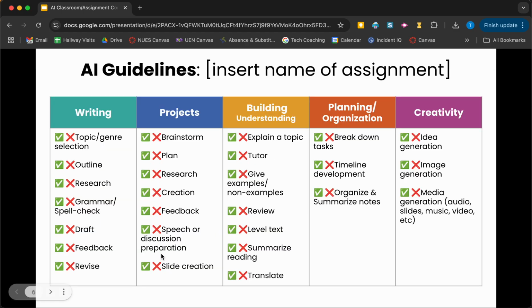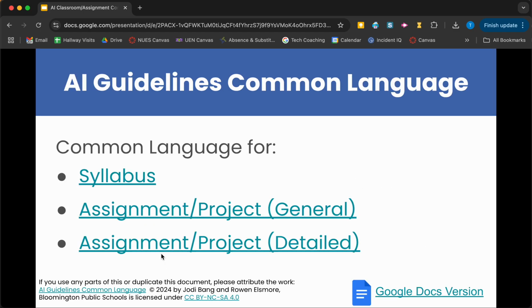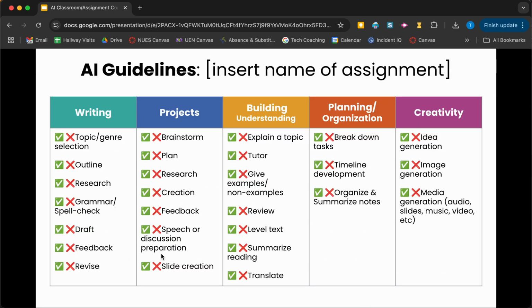I'll link this slideshow. These are all templates that you can use. The only thing they asked is that if you do use them, just credit them, but they said feel free to use any of this content they created.